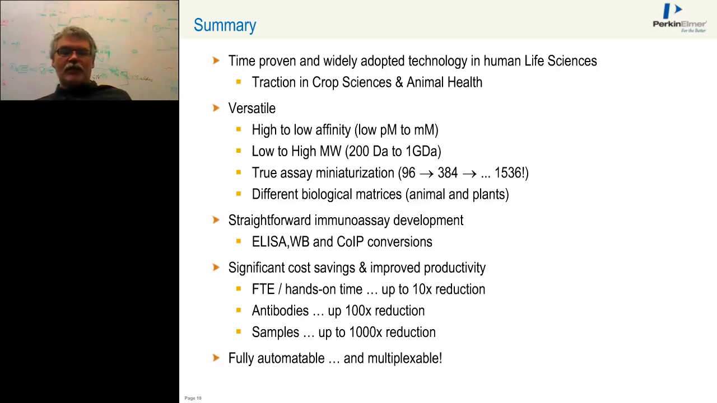It can be used with complex biological matrices, such as plant extract, in that case seed extract, or we also did it with leaves or other parts of the plant extracts. The conversion from ELISA to AlphaLISA is extremely straightforward, and the technology is cost-saving and very productive. The hands-on time is diminished, especially because there's no need for washing the plates. It consumes very low amounts of antibody and also very low amounts of sample. And we also showed it was capable of multiplexing.